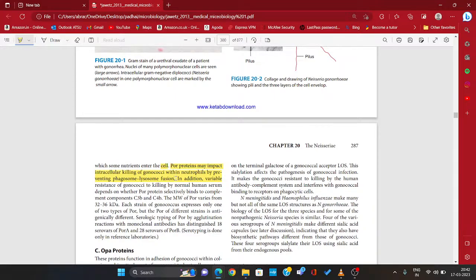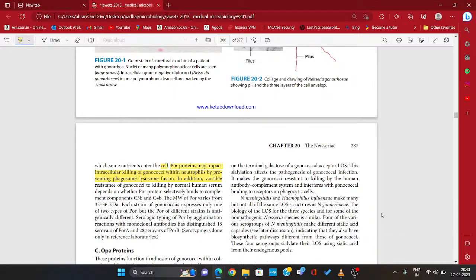In addition, variable resistance of gonococci to killing by normal human serum depends on whether Por proteins selectively bind to complement components C3b and C4b.